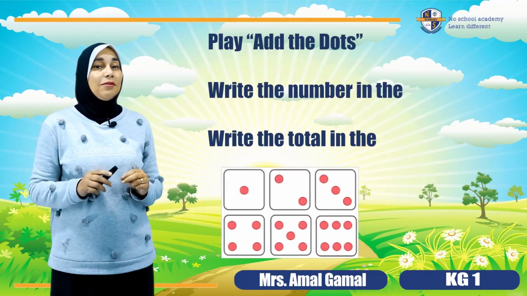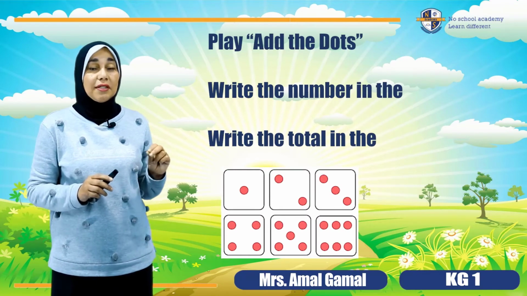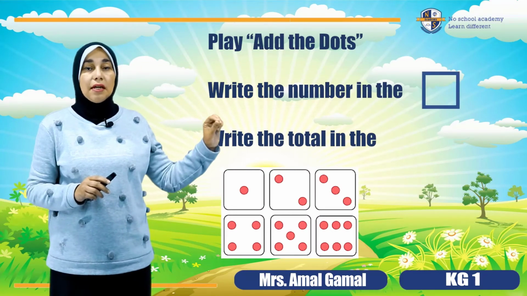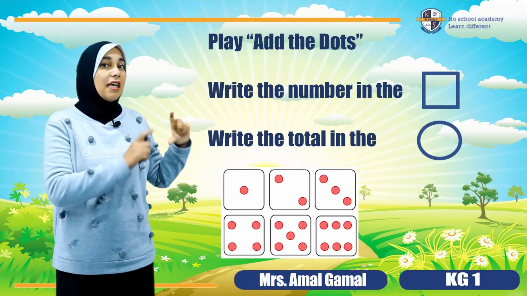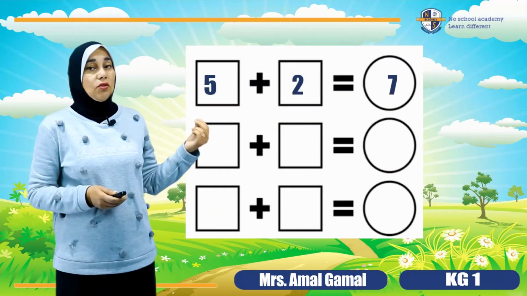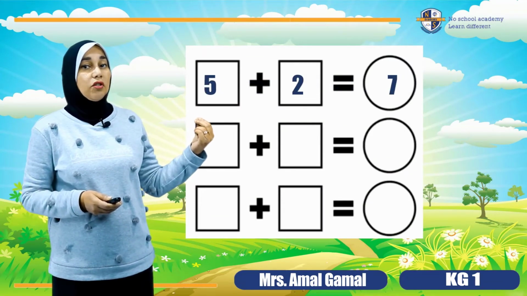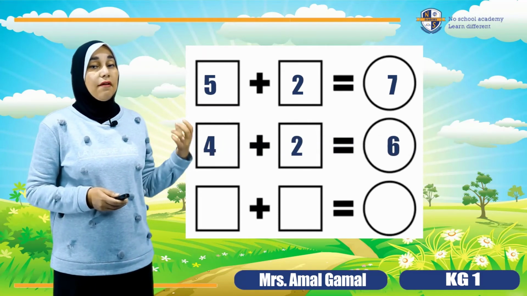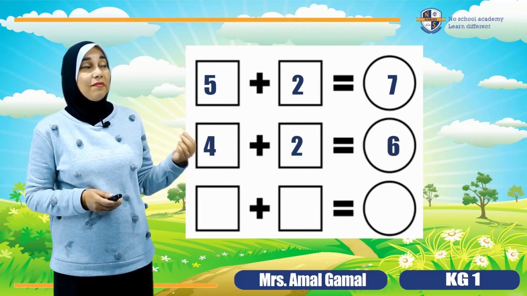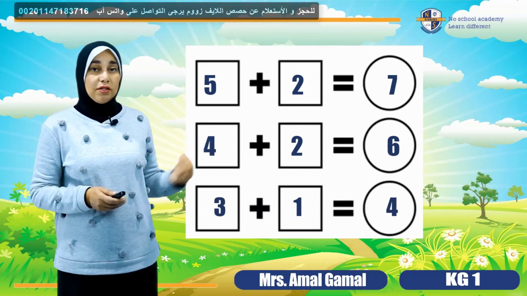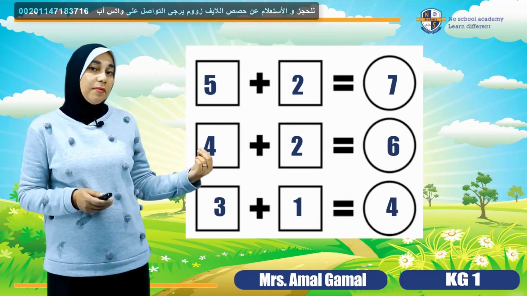Okay, now we are playing with dots. We are going to draw the dots and count. We're going to put a number in the first box and another number in the second box and the total at the end in the circle. For example, 5 dots and 2 dots gives me 5 plus 2, and the total is 7. And 4 plus 2, if I have 4 dots and 2 dots, it will give me 6 dots. If I have 3 plus 1 gives me a 4. So I have 3 dots and 1 dot gives me a 4.